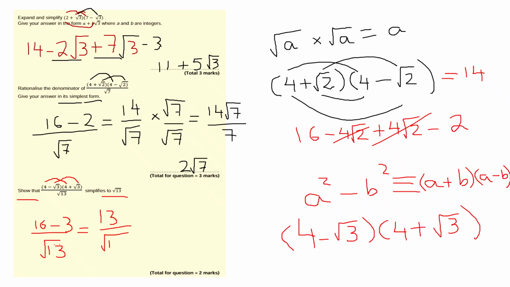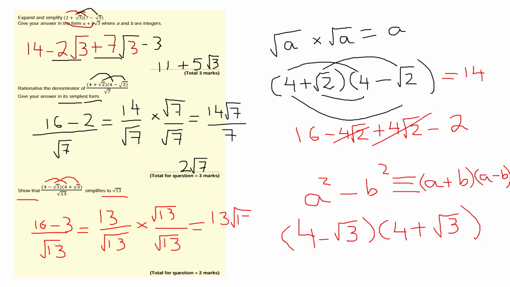Now to simplify this, I'm going to rationalize it. So I'm going to multiply top and bottom by root 13. On the top, I'm going to have 13 times root 13. Remember, numbers go with numbers, surds go with surds. So that'll be 13 root 13.